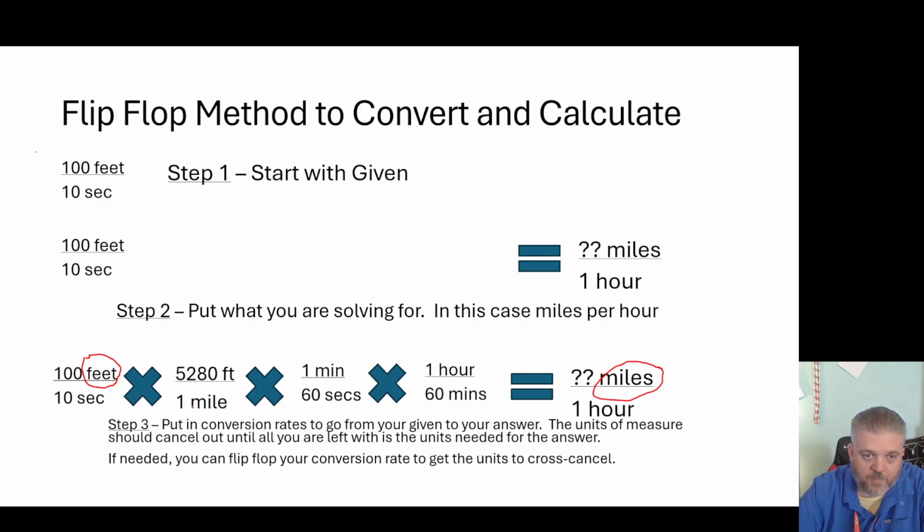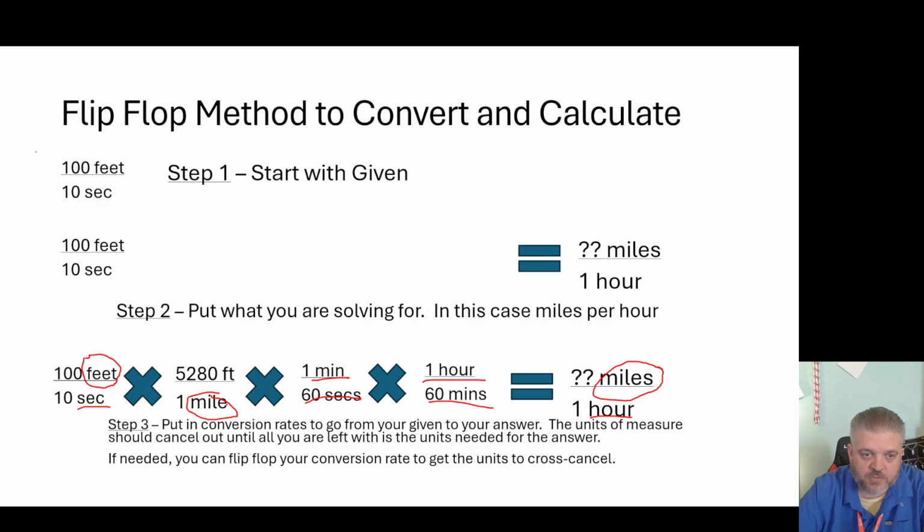So 1 mile equals 5,280 feet. We're also going to have to go from seconds to hours. In order to do that, I start with seconds: 60 seconds equals 1 minute. And we're still not at hours, so 60 minutes equals 1 hour. So now we've got miles and hours, and we've got all of our conversion rates in there.